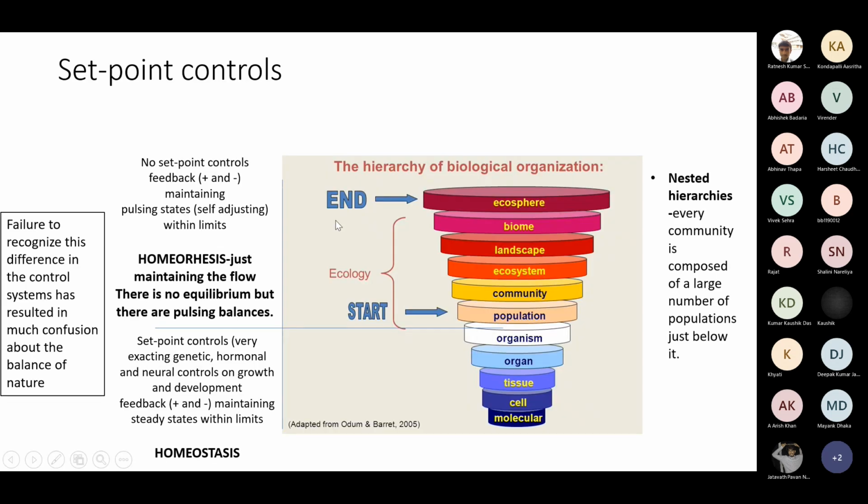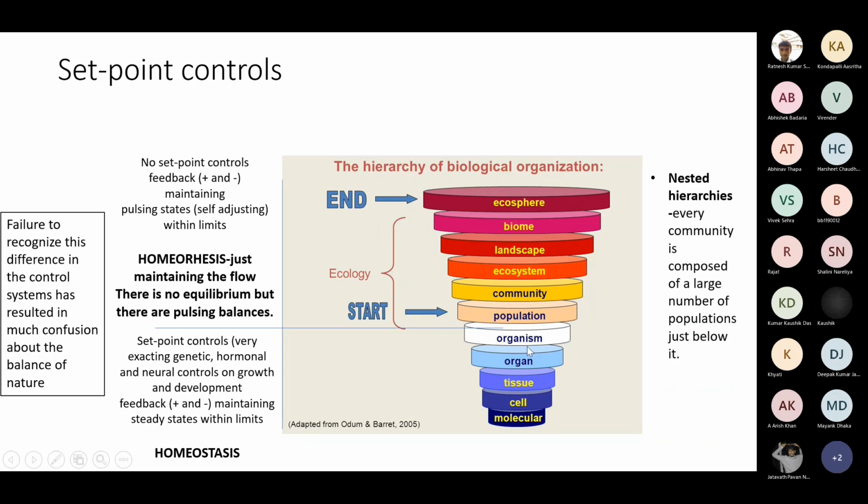Now I'm going to familiarize you with some very special properties of ecosystems which you should be aware of. The first point here is what is called set point control. I will take you back to the same graph which I illustrated earlier. There are two terms which are important here. One is called homeostasis and the other is called homeorhesis.